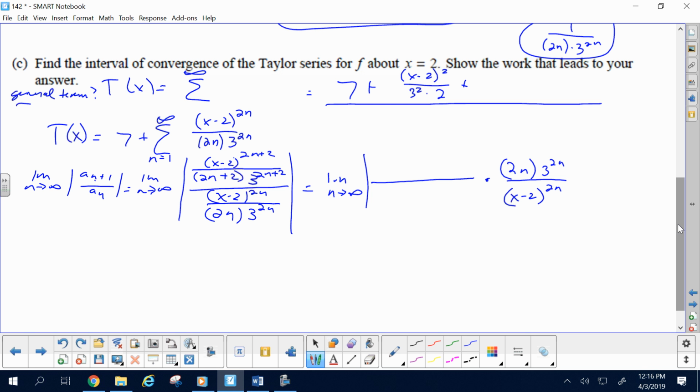So that x minus 2 to the 2n plus 2, how does it break up? X minus 2 to the 2n and x minus 2 squared, and that's a product using kind of the reverse of exponent rules, right? The reason being that way we can factor out. And the 2n plus 2 is what it is. And the 3 to the 2n plus 2, what about that? 3 to the 2n times 3 to the 2, right? So those 3 to the 2n's go away.